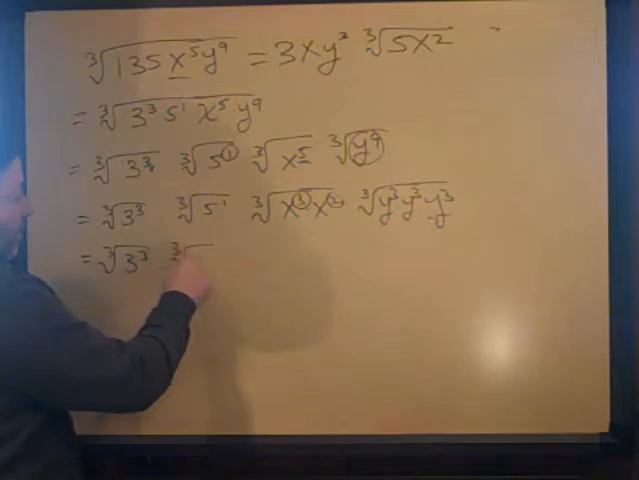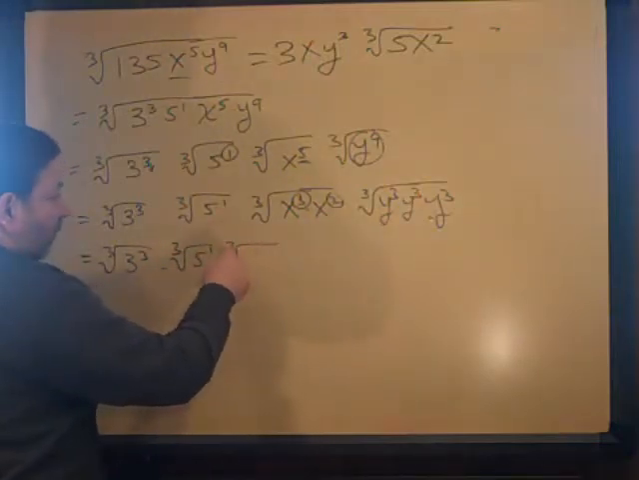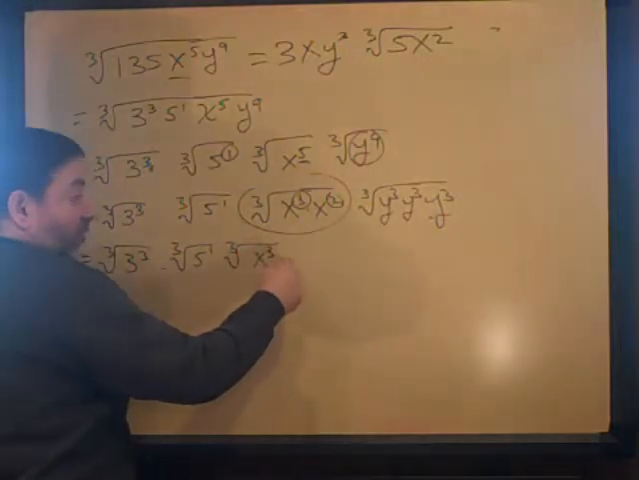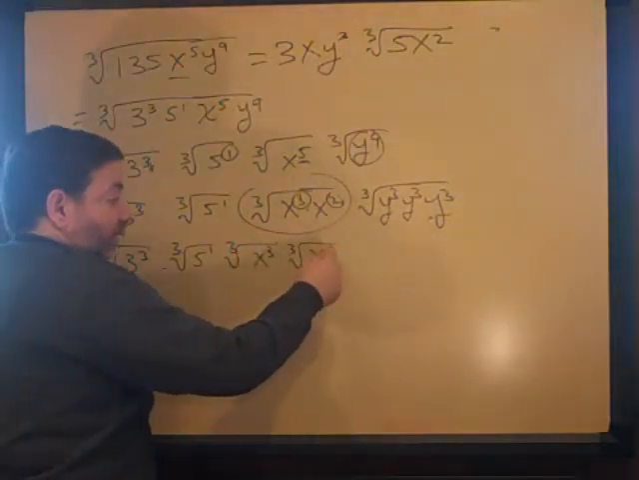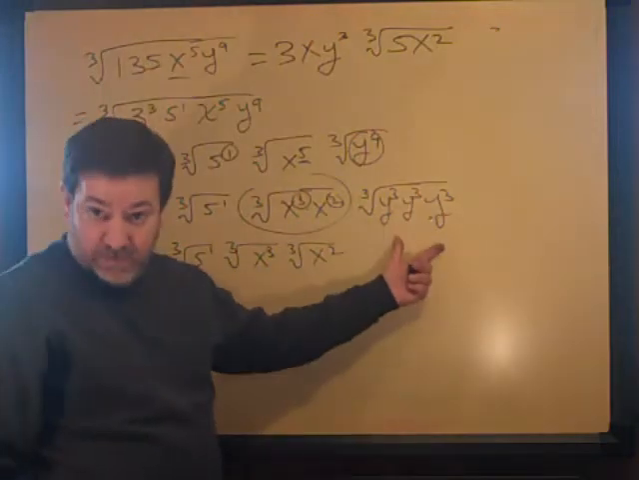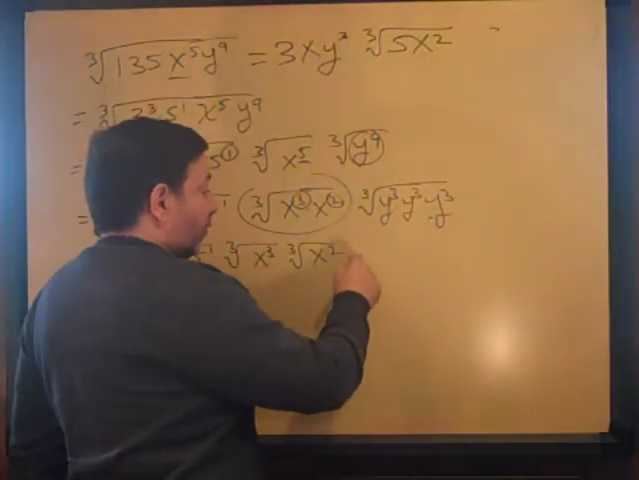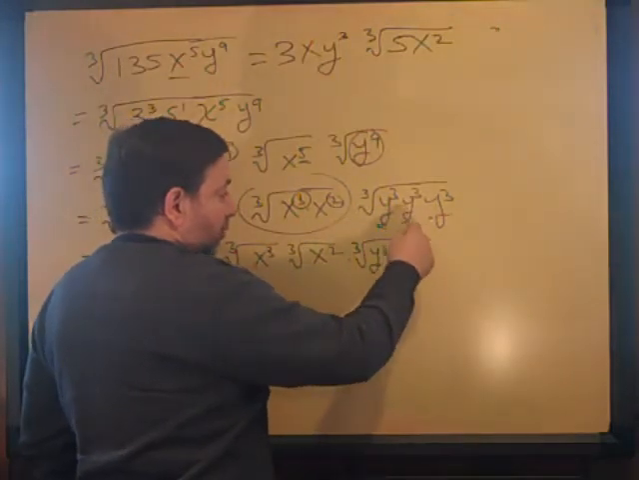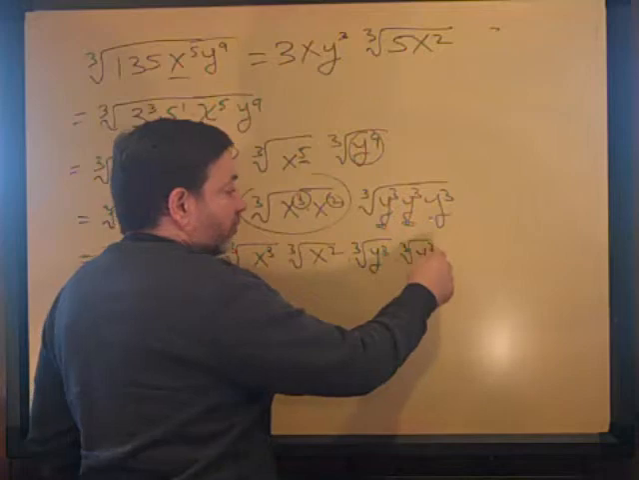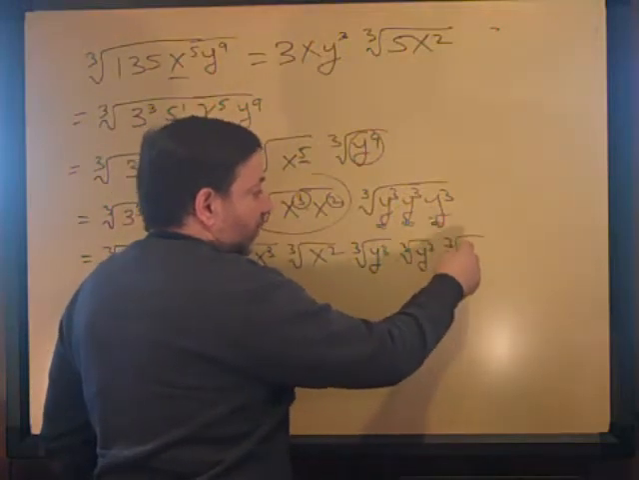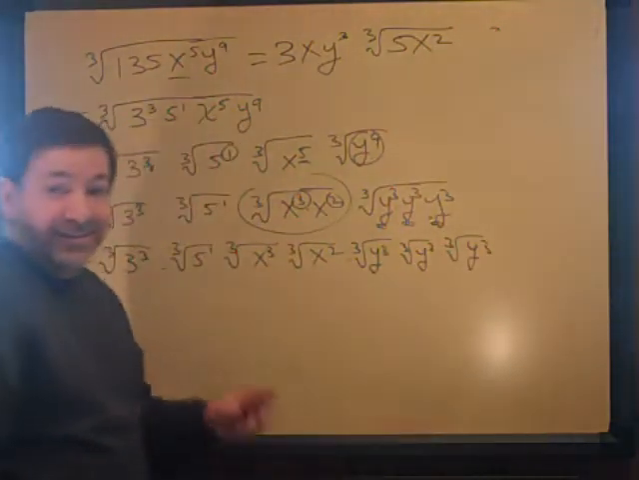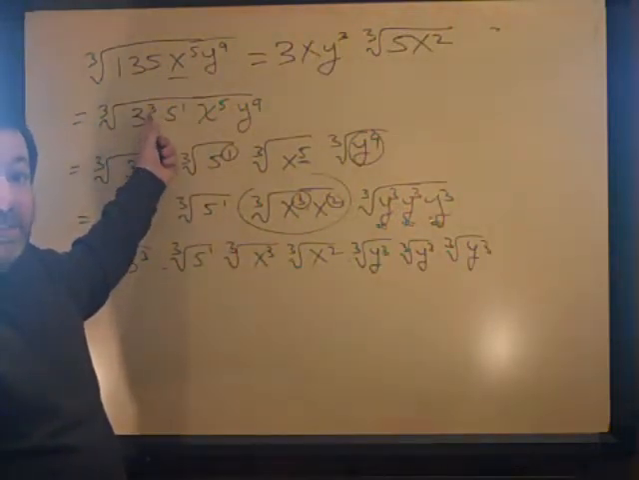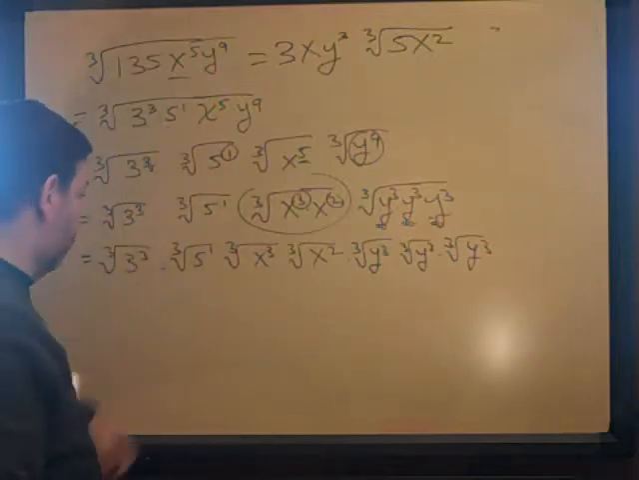A little bit more. This one I can break up into the cube root of x cubed times the cube root of x squared. And this I can break up into 3 cube roots: the cube root of y cubed times the cube root of y cubed times the cube root of y cubed. This does not work if it's addition. If it was 3 cubed plus 5, it wouldn't work.